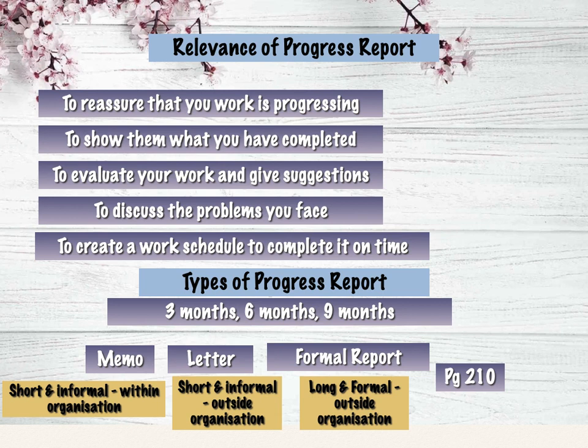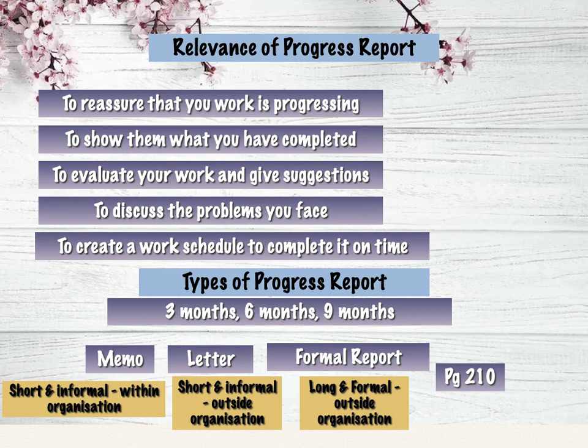And also to discuss the problems that you have faced and to create a work schedule to complete it on time. So you get a pattern, you have to complete it within this particular time. So this is like scheduling it. Now, there are different types of progress reports. Sometimes reports will be within 3 months, sometimes 6 months, sometimes 9 months. So different disciplines will have it in different ways.